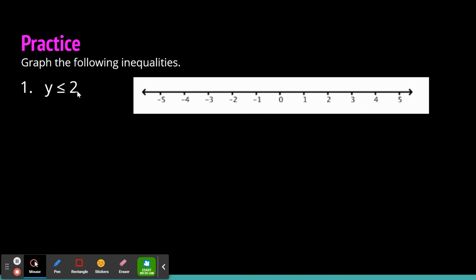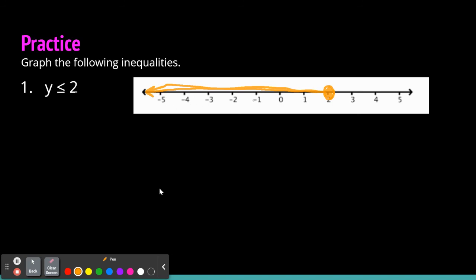Okay, y is less than or equal to 2. Which number do you want to start on? We're going to start on 2. Should that be an open or closed circle? It's going to be a closed circle right there because we want to include 2, because 2 is equal to 2. So 2 is part of our solution set. And then we want all values less than. Are you going to shade to the left or are you going to shade to the right? And we are going to shade to the left. Because that's where all values are less than 2.